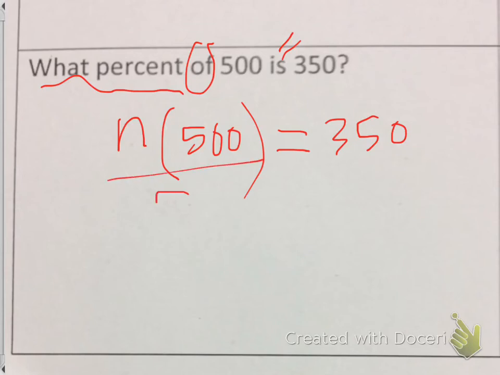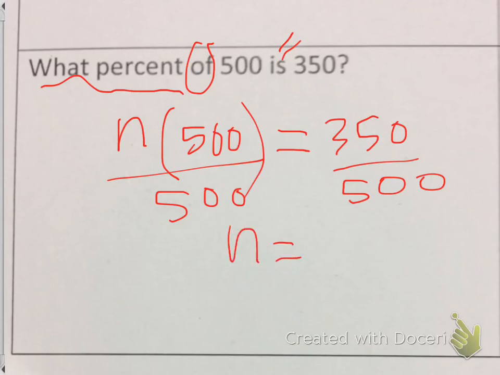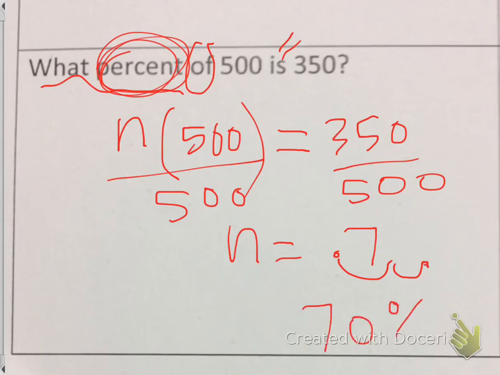Because it's multiplied by 500, I'm going to divide by 500. So I'll do 350 divided by 500. When I do that, I get n equals 0.7. This is not as a percent, though. It said it had to be as a percent. So I'm going to move my decimal point 2 places, and that tells me that it is 70% of the number. So 350 is 70% of 500.